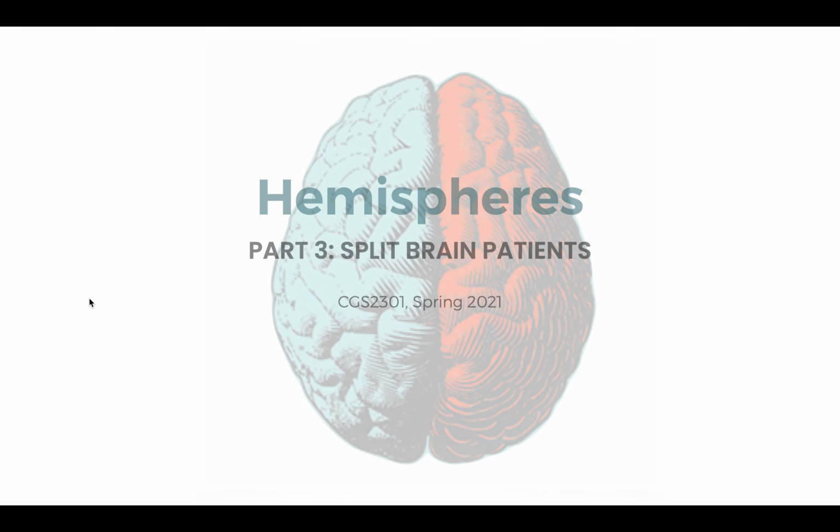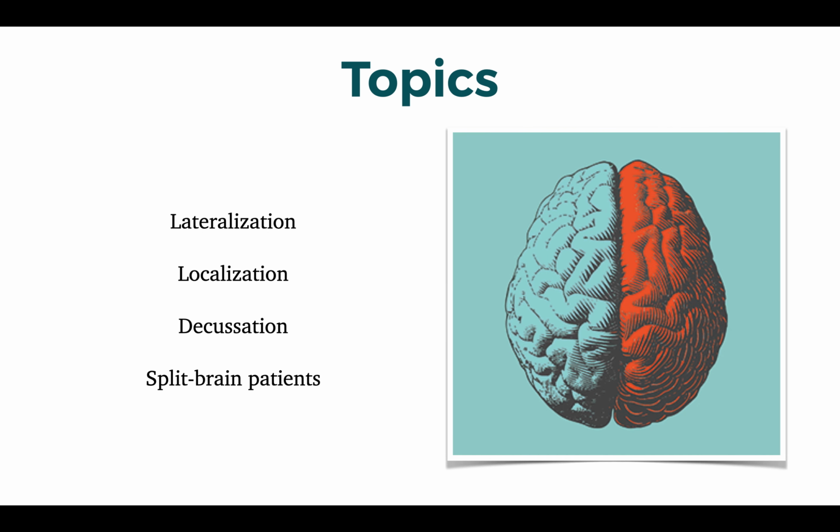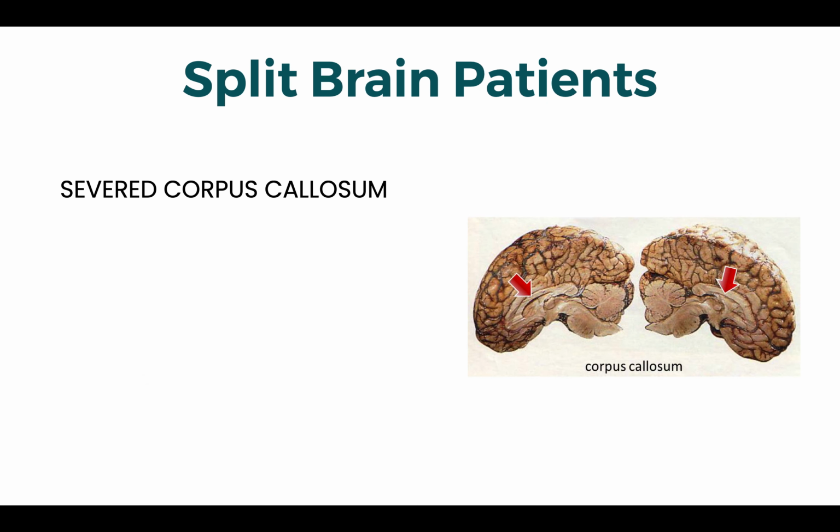We have talked about things like lateralization, localization, decussation, basically how our hemispheres interact with one another. Now we're going to talk about what happens when our hemispheres can't interact with one another. We're going to talk about that in the context of split brain patients. When we say split brain patient, we mean that the corpus callosum is severed. It's essentially cut.